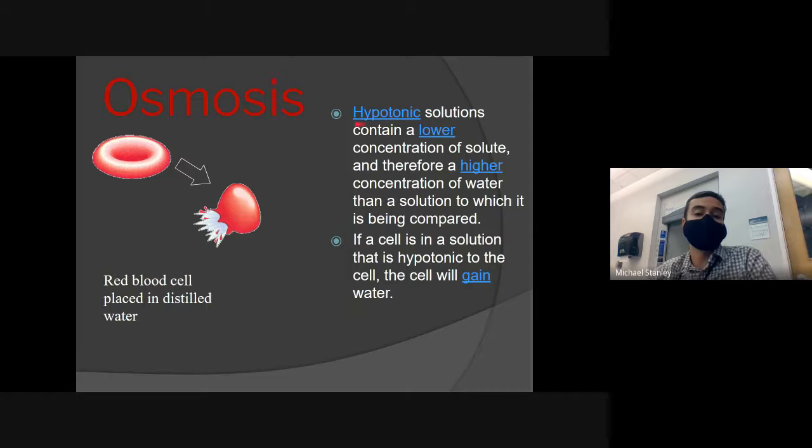We're going to talk about a lot of blank-tonic solutions. So when you see hypo, I want you to think low solute. So low salt, low sugar, whatever it might be. So hypo is low solute. So if a cell is put in a hypotonic solution, water is going to go into the cell. So that is our first type of solution that we could have.